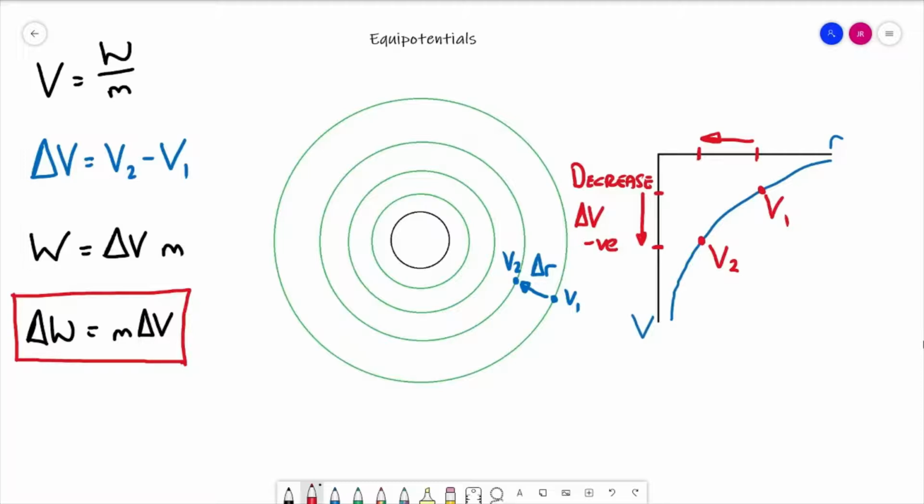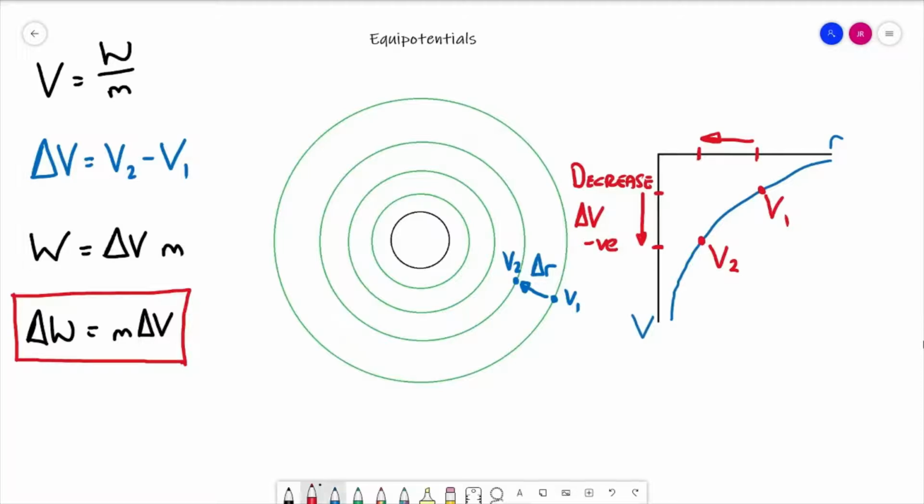In other words, if work done is negative, then we are getting energy out of the system rather than putting energy into the system. And that, again, if we go back to the last video, Gravitational Fields 5, we made that argument when we came up with the definition for potential in the first place.